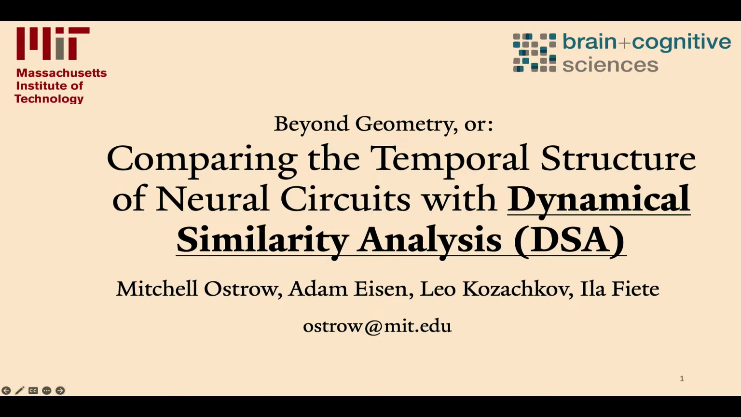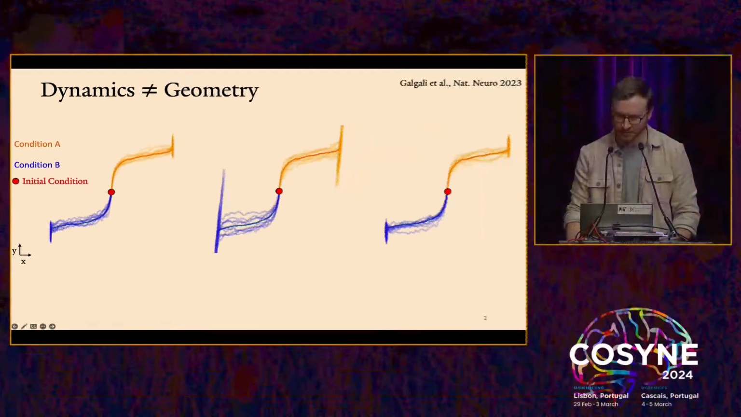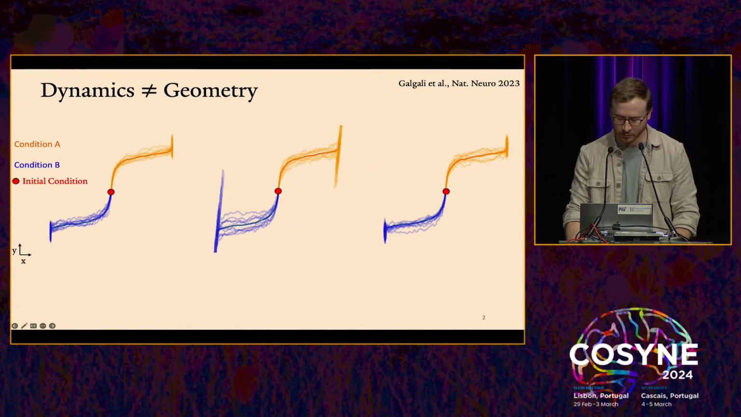used method for quantitatively measuring the dynamical structure of two neural circuits. So to motivate why we developed DSA, I'd like to start with an example. Here I've plotted noisy samples from 3 different two-dimensional dynamical systems, as well as their condition averages in the darker coloring. And they look very similar, right?